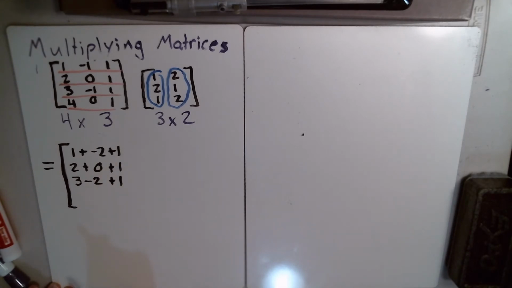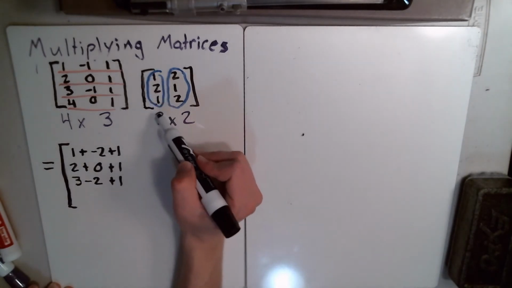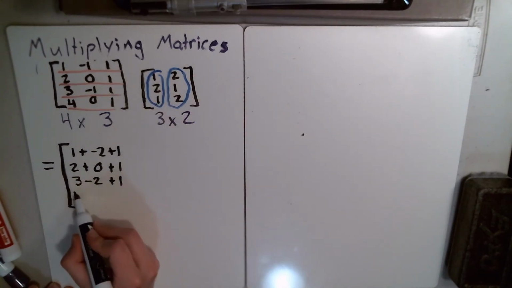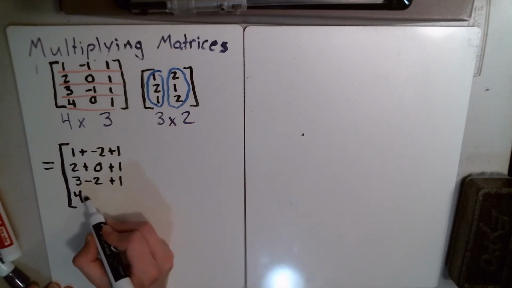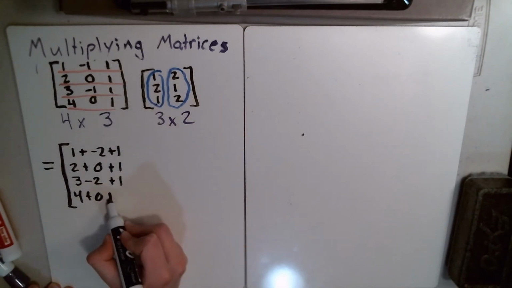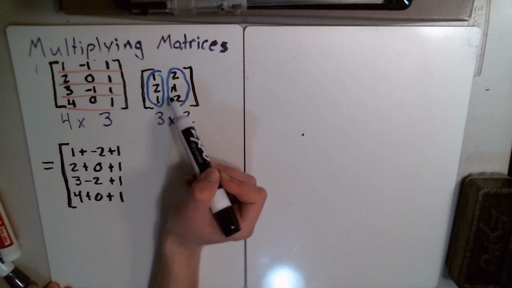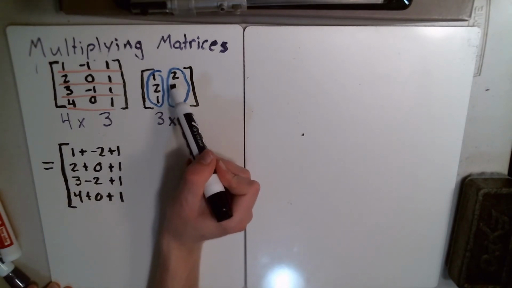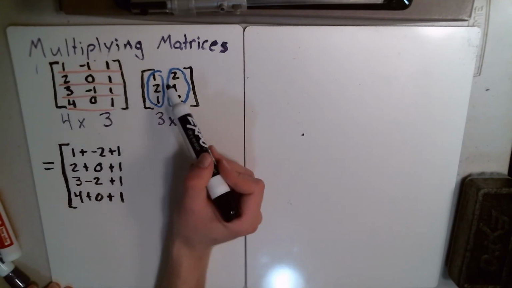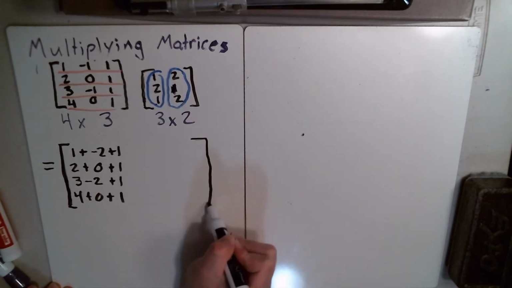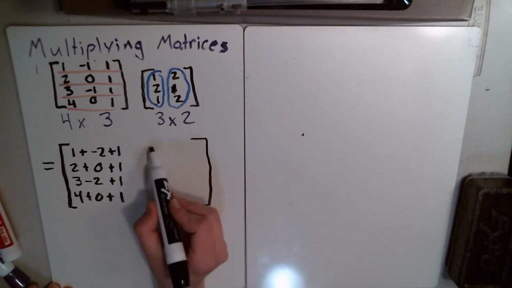And we just keep doing this. Fourth row, first column: 4 times 1 is 4, 0 times 2 is 0, 1 times 1 is 1. So that does the first column of the matrix. Now to get the second column of the matrix, we just use the second column from our second matrix. So I do this row times this column: the first row times the second column to get this place.